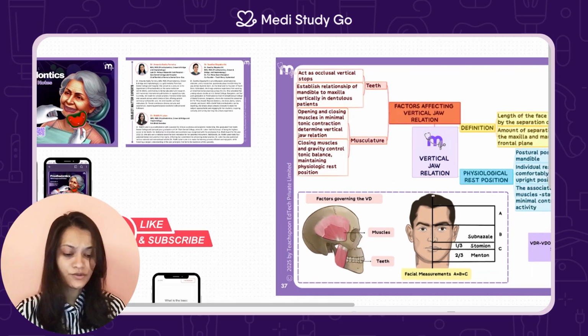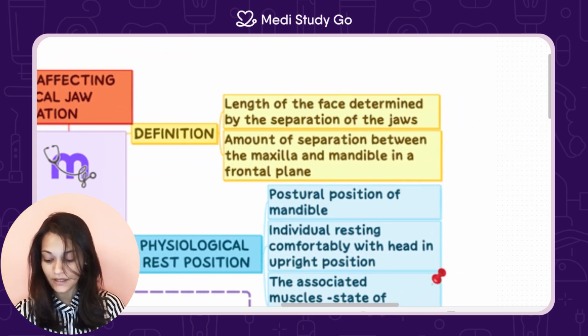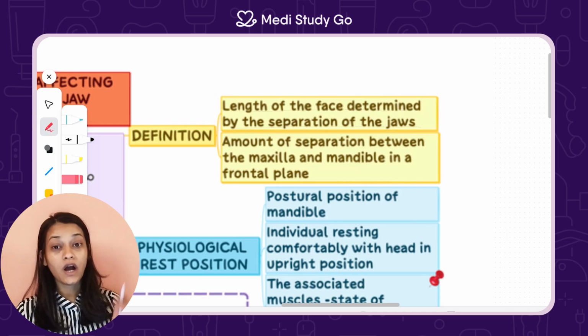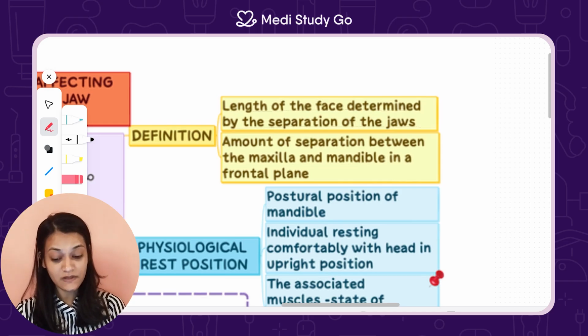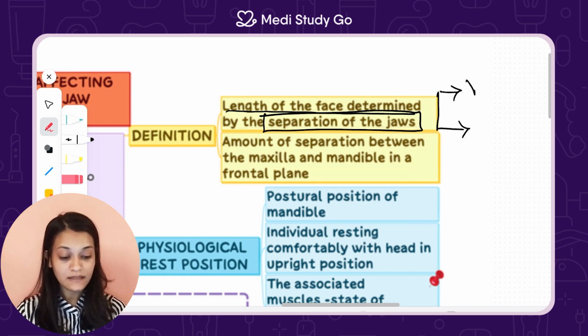So let's move on to the first thing, which is the definition. As per GPT-9, that is the Glossary of Prosthodontic Terms, vertical dimension is the length of the face that is determined by separation of the jaws. So it's very important. There are two terms that we shall be discussing today: vertical dimension at rest and vertical dimension at occlusion.